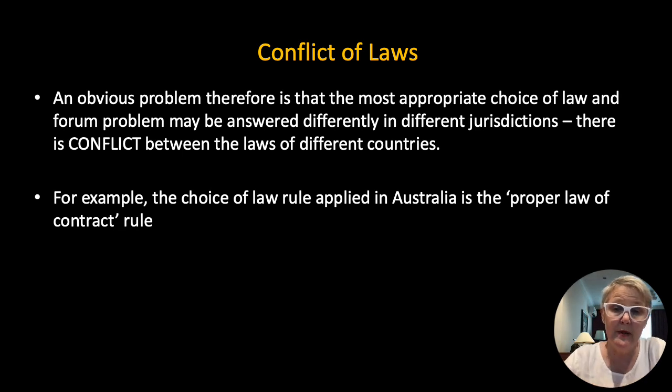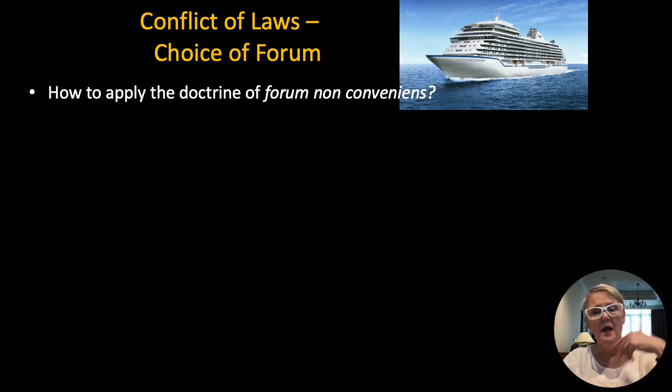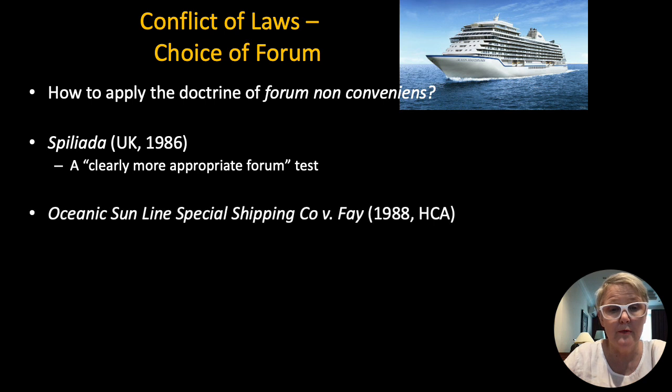So in Australia, we use the proper law of the contract rule, but in different places, so for example in the US, there are a whole heap of different choice of law methods: balance of interest, comparative impairment test, hybrid methods, and so on. Another important element of the Australian test is the concept of forum non-convenience. So kind of the seminal case here in a common law sense is the 1986 case of Spiliada, which used or proposed a clearly more appropriate forum test.